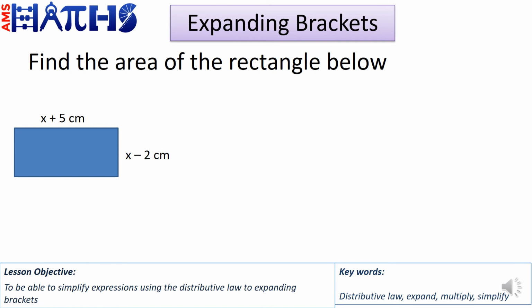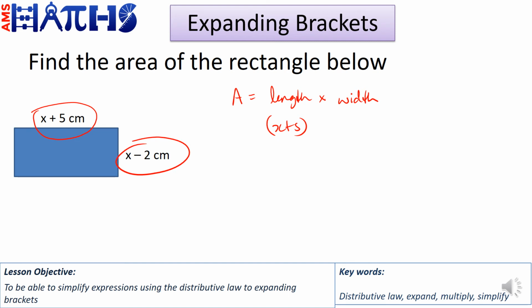Here is a question that takes in some geometry. Now we're going to look at finding the area for the rectangle below. The area of a rectangle is length multiplied by width. And so for the rectangle, the length is x plus 5 and the width is x minus 2.